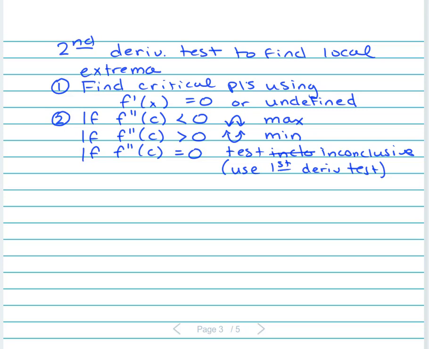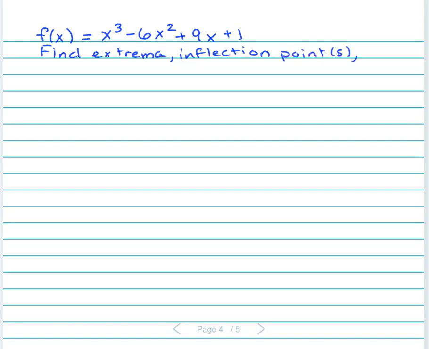All right, so let's try an example. In this example, we're given the function f(x) = x³ − 6x² + 9x + 1. The question asks us to graph this function, find local extrema, and find the inflection points. So find extrema, inflection points, there may or may not be more than one, and also to graph.